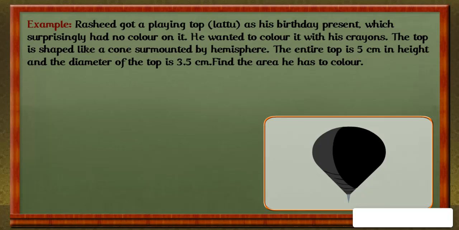Now, let us take some examples. Example: Rashid got a playing top, Lattu, as his birthday present, which surprisingly had no color on it. He wanted to color it with his crayons. The top is shaped like a cone surmounted by a hemisphere. The entire top is 5 centimeters in height and the diameter of the top is 3.5 centimeters. Find the area he has to color.